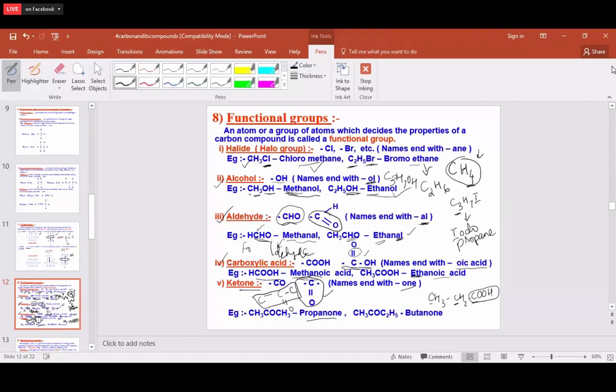So CH3COCH3. So this carbon atom is making a bond with one carbon atom this side and one carbon atom this side. So this we call propanone. So butanone is, this is the C double bond O. So here it's making a bond with this carbon atom and here it's making a bond with this carbon atom. So this is the butanone. Why we are calling it butanone is 1, 2, 3, 4. There are 4 carbon atoms present. So it is "but", and the C double bond O functional group is present. It's an "one". So it's a butanone.